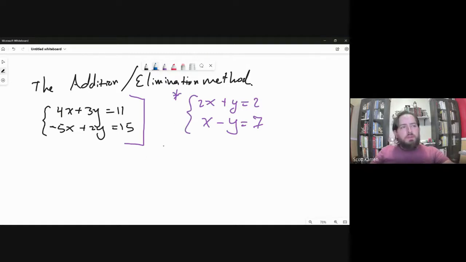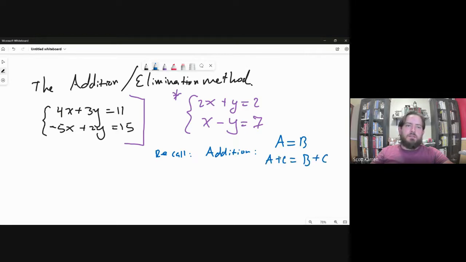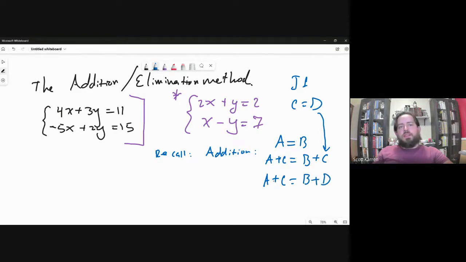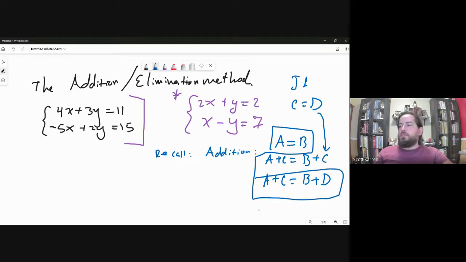So recall in the addition method, or the addition principle of equality, if I have A equals B, then I can add C to the left as long as I add C to the right, right? But if C is equal to D, then it doesn't matter if I add C to the right or if I add D to the right. And so that is to say, if I start with an equality, A equals B, I can end up with A plus C equals B plus D as long as C is equal to D, right?